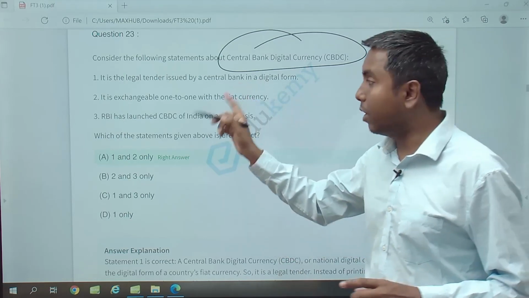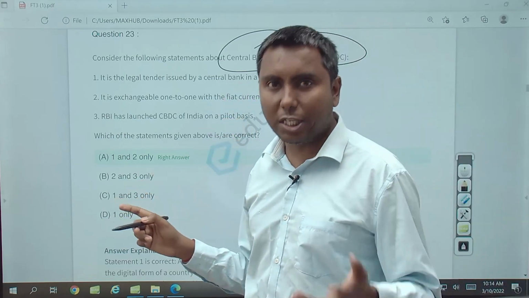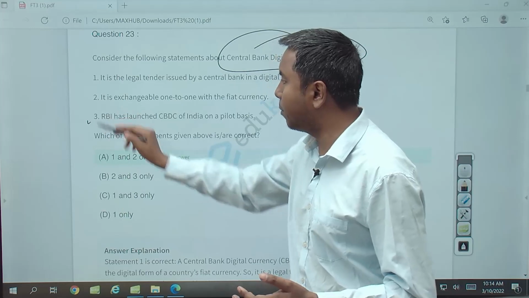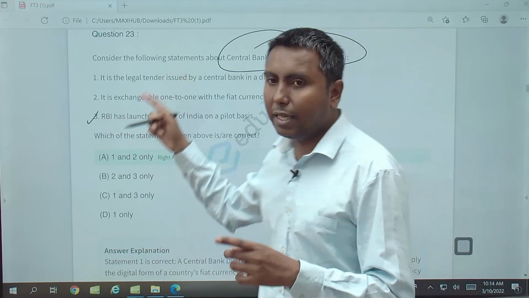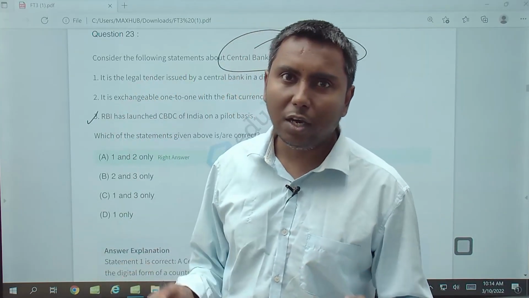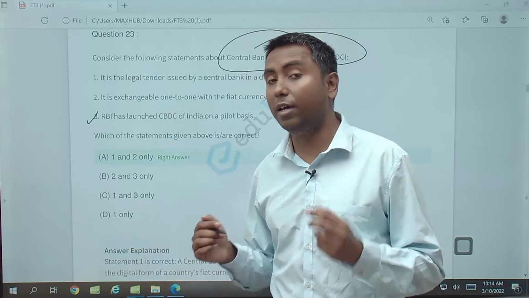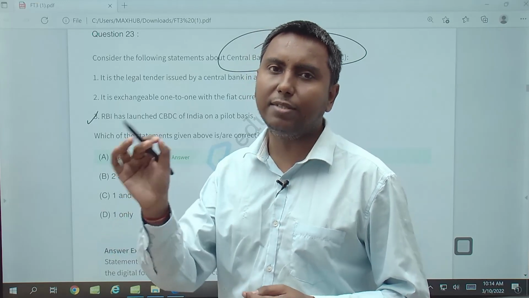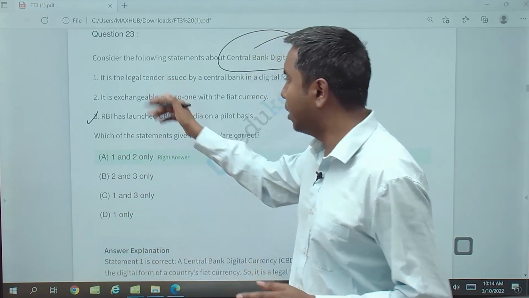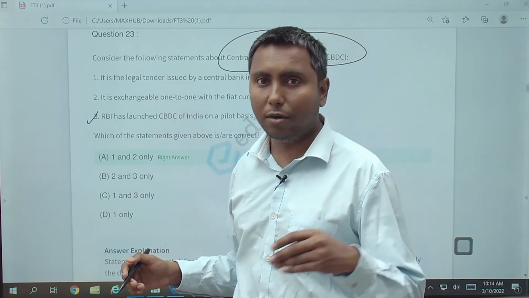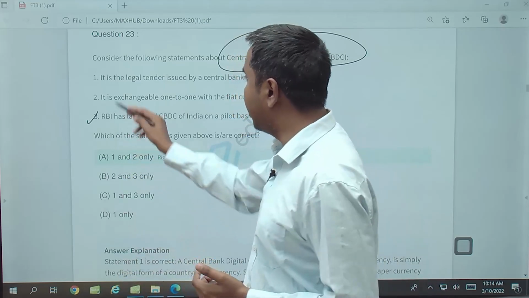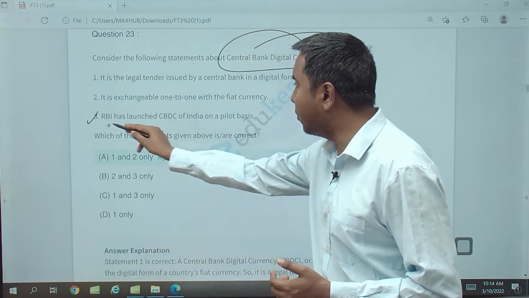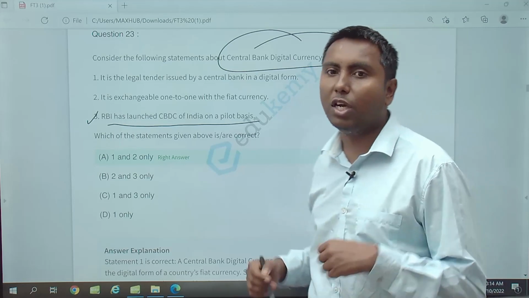If you have followed the budget of this year, then let's come to statement number 3 first. In all these statements, you should first try to pick those statements in which you are most certain that the statement is correct or incorrect. That is the easy way to solve a question by elimination. Let's see statement number 3: RBI has launched CBDC of India on a pilot basis.